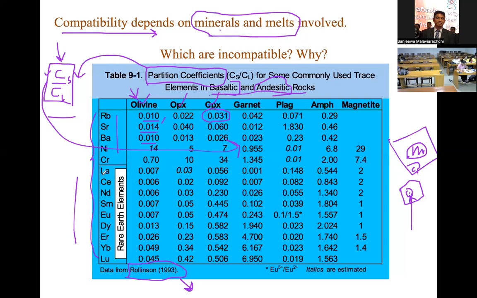So if you take lanthanum, for example, the partition coefficient of lanthanum in olivine, in a basaltic or andesitic system, is this number, the relevant number. This is the value, right? So likewise, all these numbers have their own status based on the system as well as the phase, right?